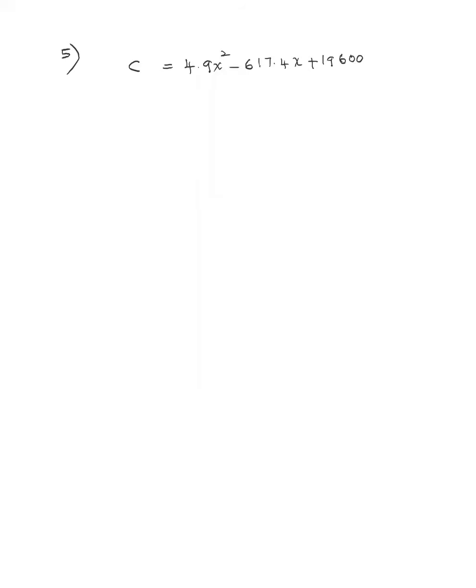So again, minimize or maximize. This is going to be a minimize because the x squared term is positive, so you can get only the minimum value. If it is negative, then we will get the maximum value because the parabola opens downwards. So let's first find the vertex. Here a is 4.9 and b is negative 617.4. So the x coordinate of the vertex is negative b over 2a.